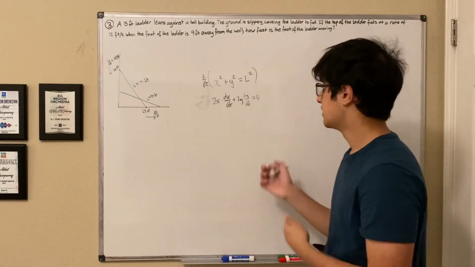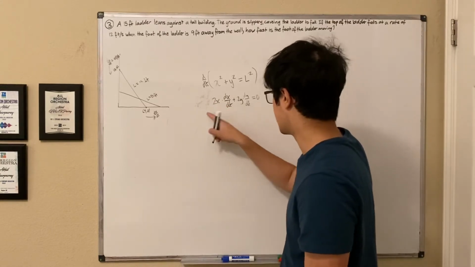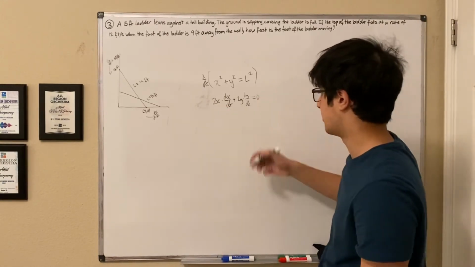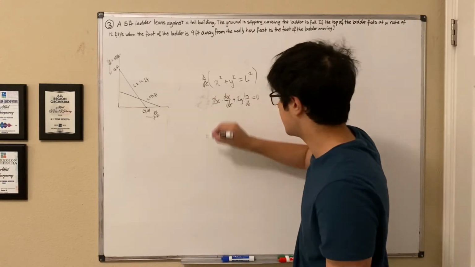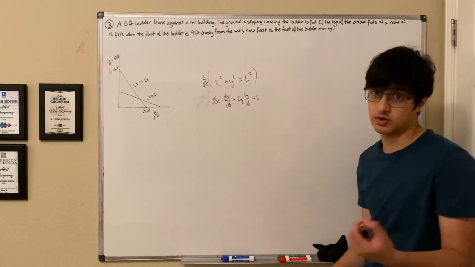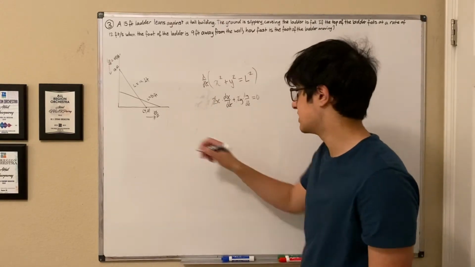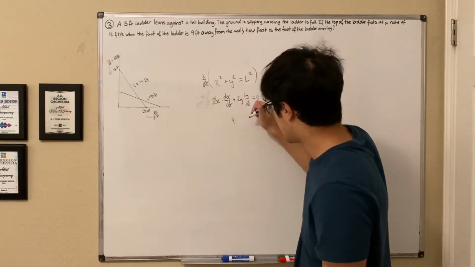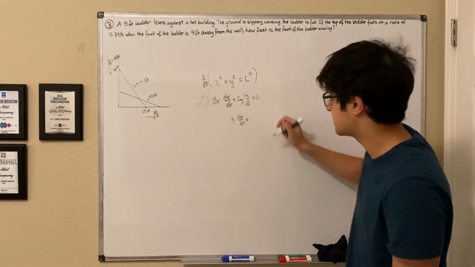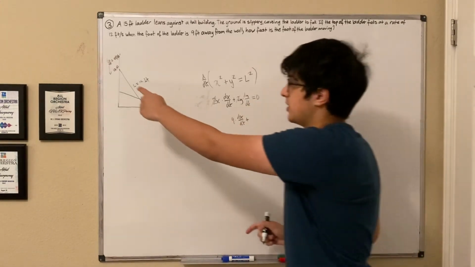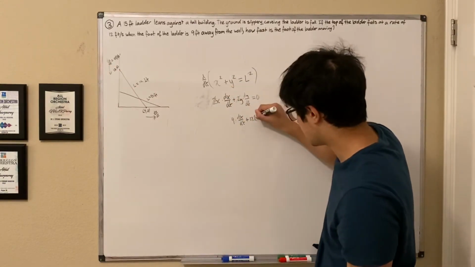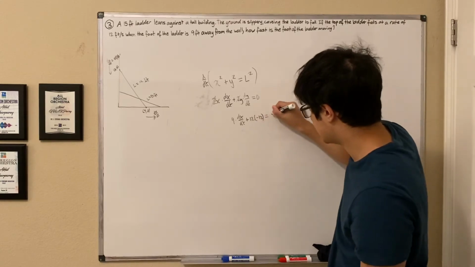So let's go ahead and simplify this out a little bit. We can go ahead and divide out a 2. And let's substitute in our given quantities. So we know that x is 9. So 9 times dx/dt plus y times dy/dt. Well, we know that y is 12 and dy/dt is negative 12. So this gives us 12 times negative 12. This is equal to 0.